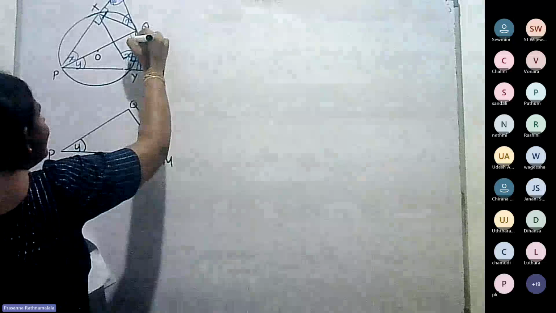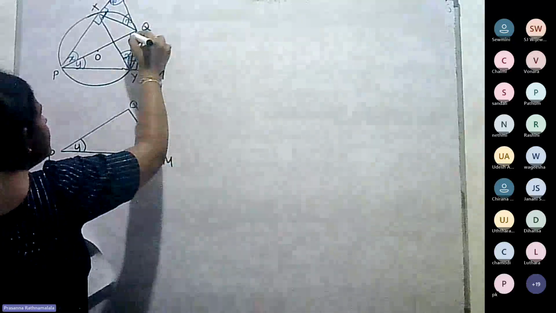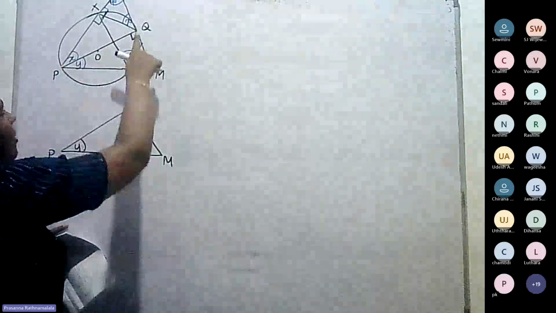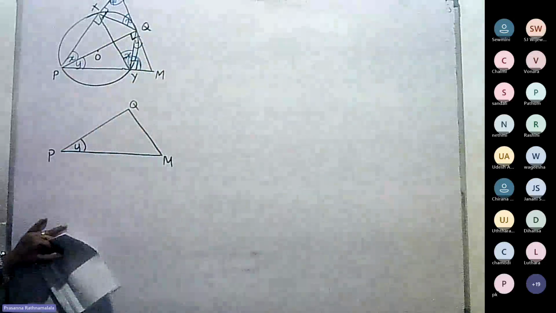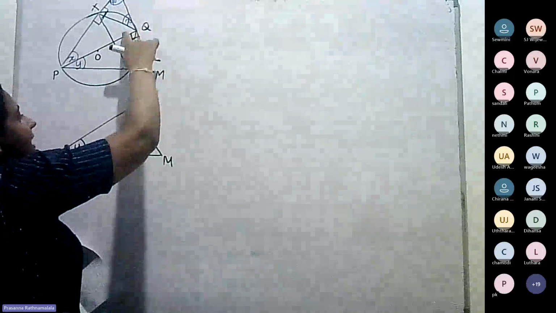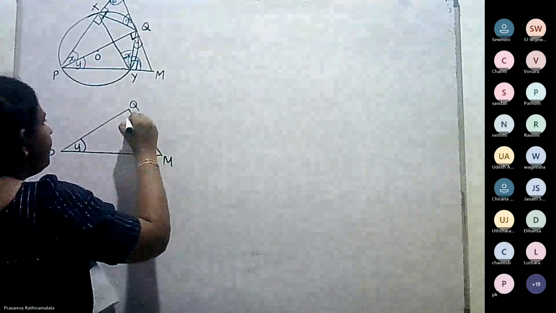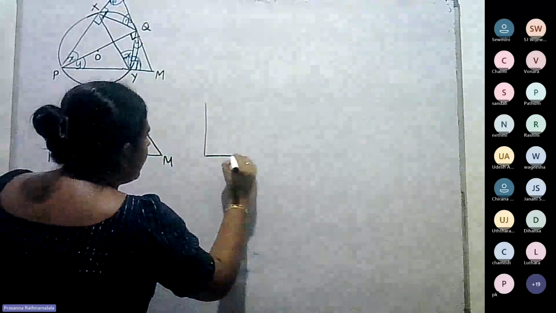Here we get this one and this one. This is 90. That is not PYQ, that is PQL. PQL, that is 90. Then here that is the angle between a tangent and the radius. The radius is perpendicular, so PQM is 90. Then you draw the other triangle.